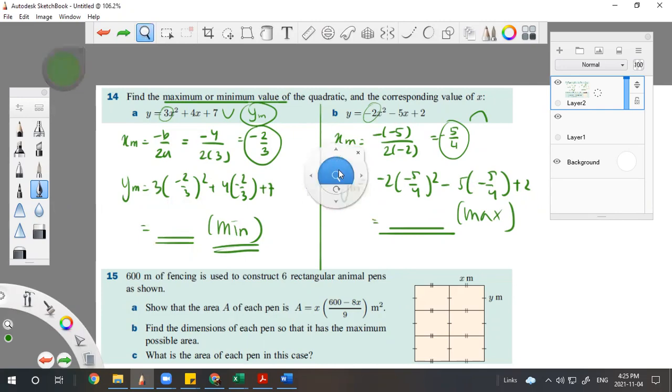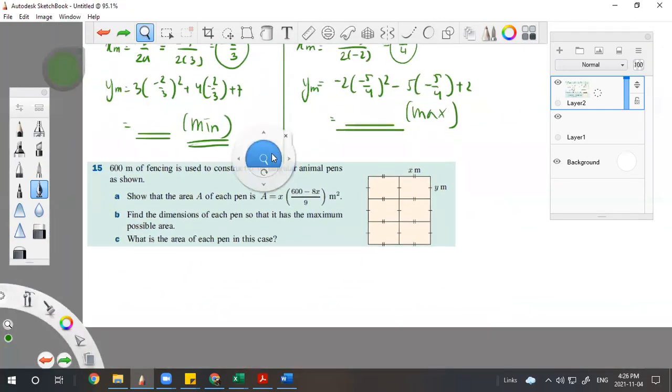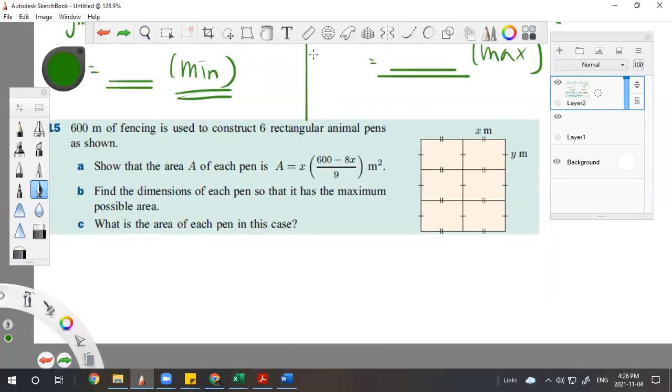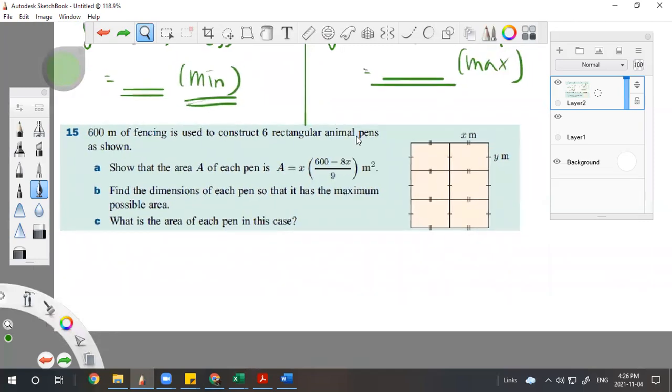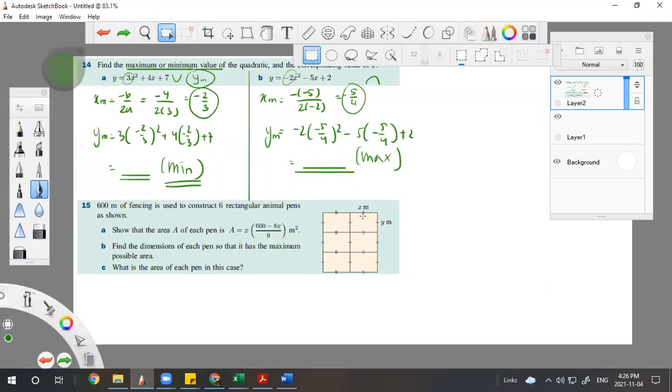Okay, now number 15. Show that the area of each pen is okay. What we can do now for number 15, I think I don't have enough space. I think I will copy this.